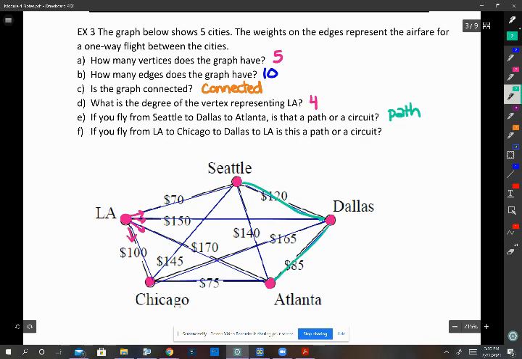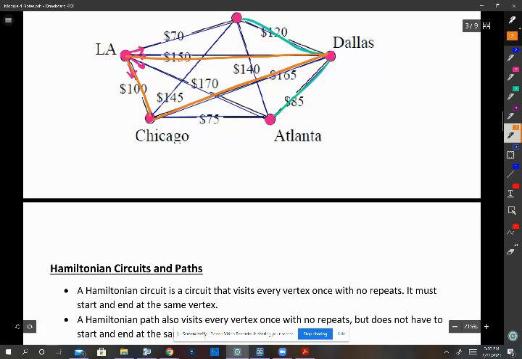Whereas if you were flying from, let's say LA, we'll do this in orange. We're going LA to Chicago, so we're going this way, and Chicago to Dallas. And then from Dallas back to LA, because you made that full course, you ended where you started, this would be an example of a circuit. And that's kind of where we start off.